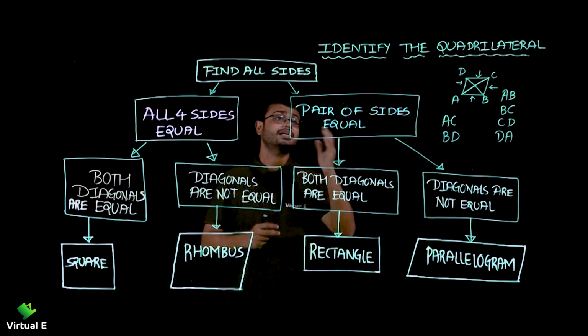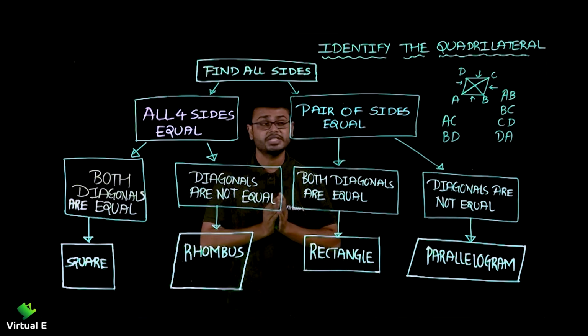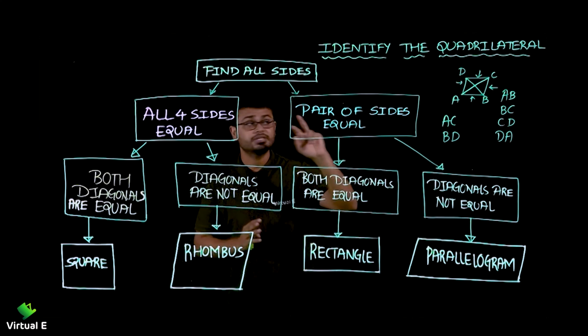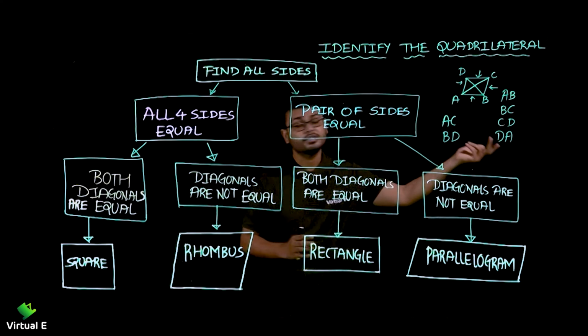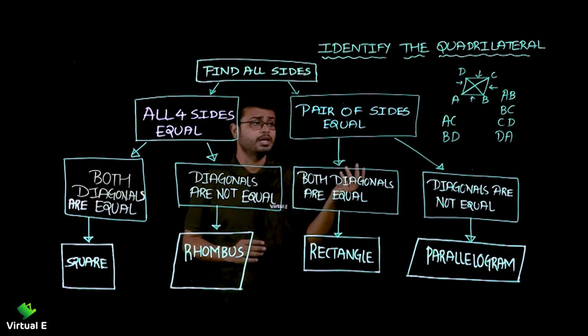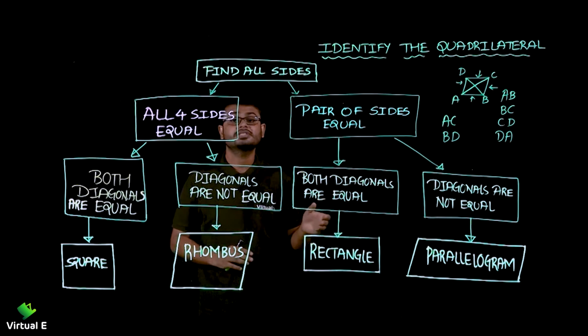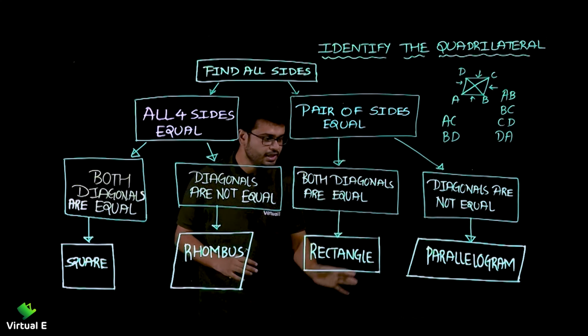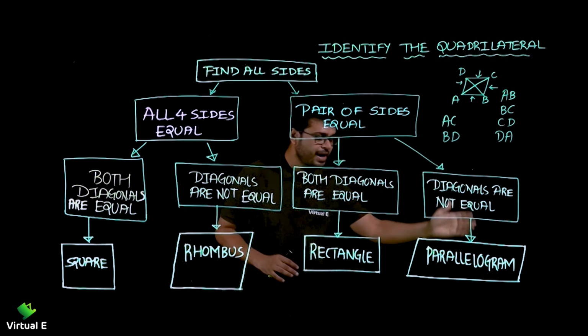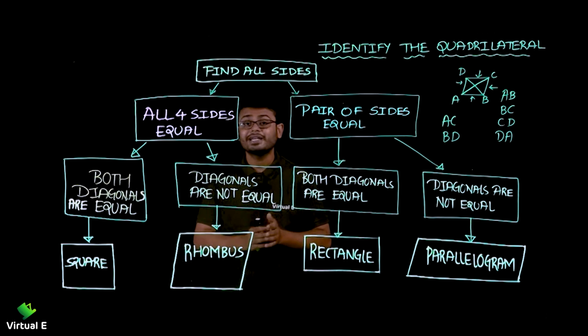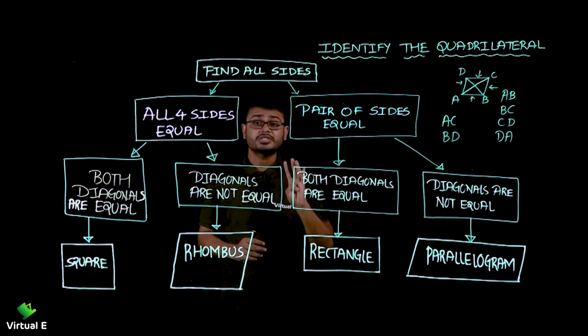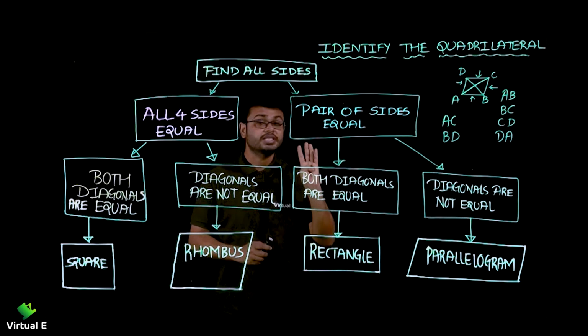Done. Next, if you have a pair of sides equal, means these two sides are equal and another two sides, maybe opposite sides, are equal. Then again you check the diagonals. If diagonals are equal, rectangle. If they are not equal, then parallelogram. So this is how we identify the quadrilateral based on the 4 points given.